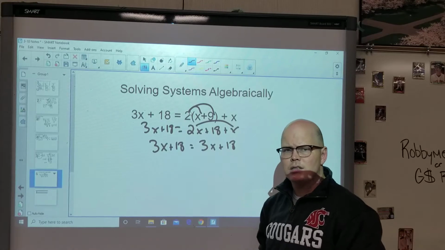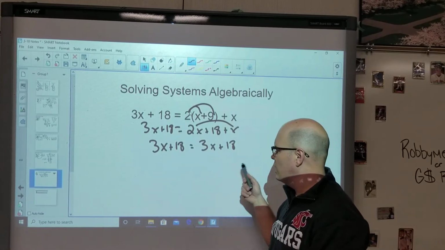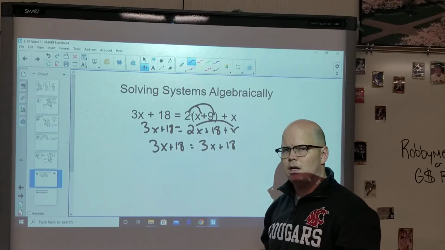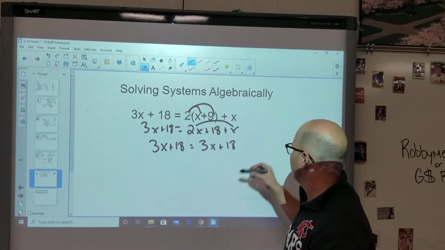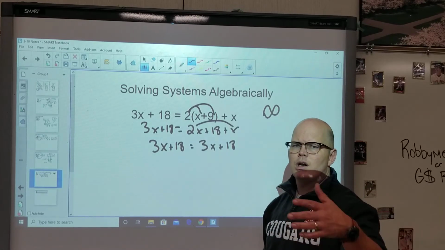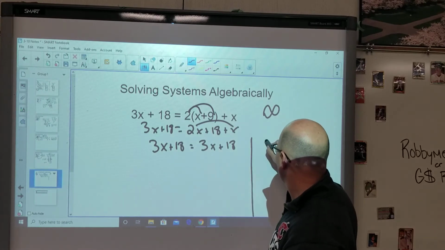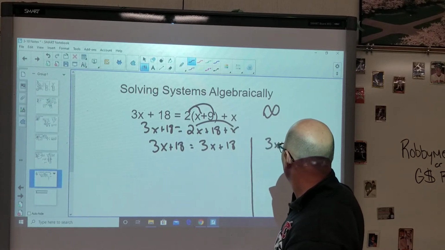Now, if I'm looking at this graphically, I would notice that they have the same slope and the same y-intercept, which means they're the same line, which means there's going to be infinite possibilities. So that's going to be my prediction: infinite possibilities. But I want to solve it out just to see what happens. So I'm going to solve it in two separate ways, and I'm going to separate this out like this.